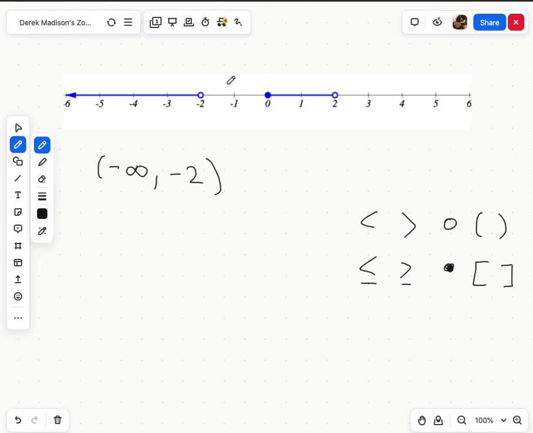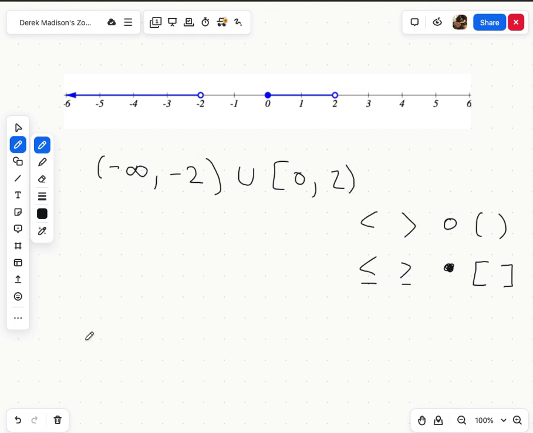The way that we handle that break in the graph is with a symbol that's called union. It just basically looks like a capital U. And that lets us skip over this part. So we're saying this here or this thing over here are both solutions. So at 0, we have a solid dot, and solid dots get brackets. So we pick back up at 0, and then we head out to 2. And 2 is an open dot, so that will be a parenthesis.